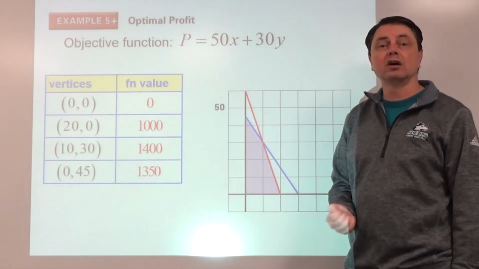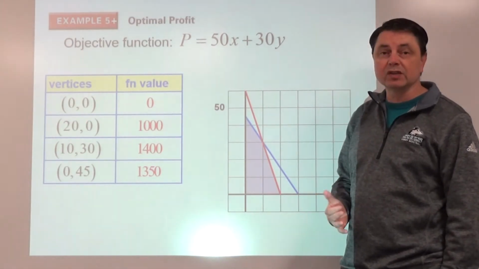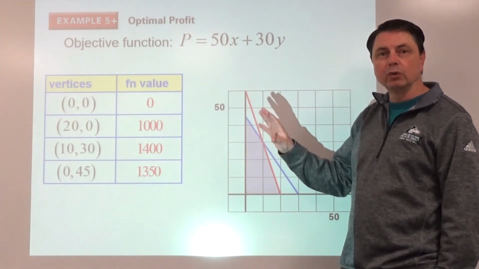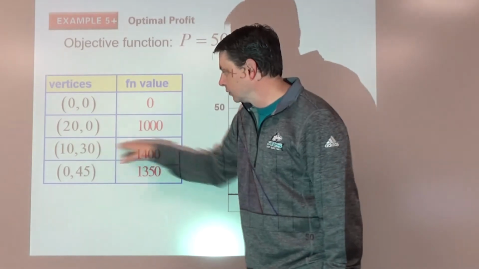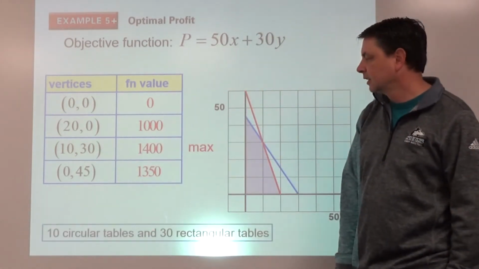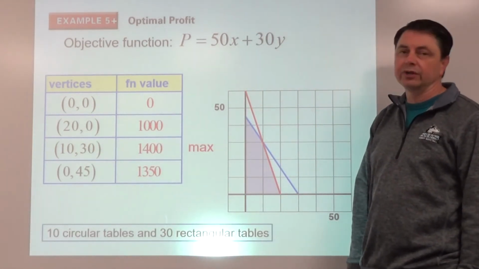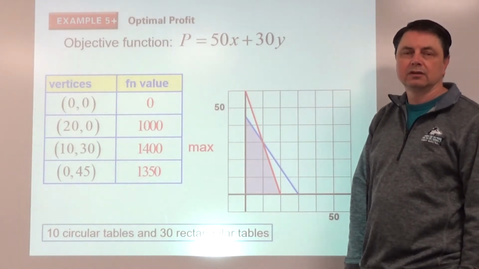If you were a consultant on this project, they said, what should we do? This is what you're going to recommend. 10 circular tables and 30 rectangular tables.